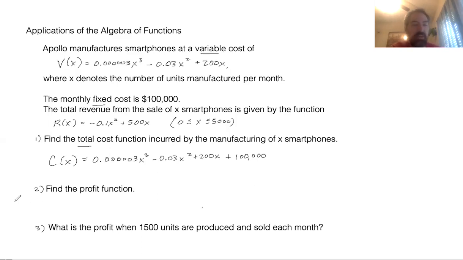All right, so now in this part 2, find the profit function. Now, the profit function can be found by subtracting the cost from the revenue. Profit is how much you have left over after you factor in the cost. It's the revenue minus the cost. And here we have a function for the revenue, and we've calculated the function for the total cost. So this profit function, which we'll call P of X, that is the revenue minus cost.